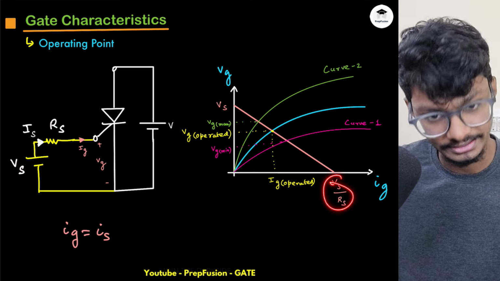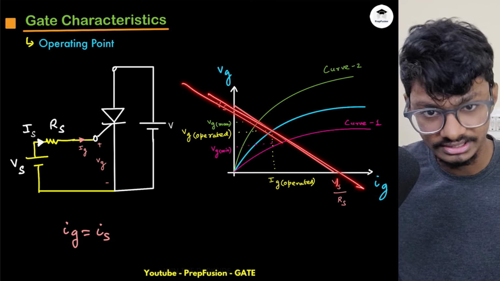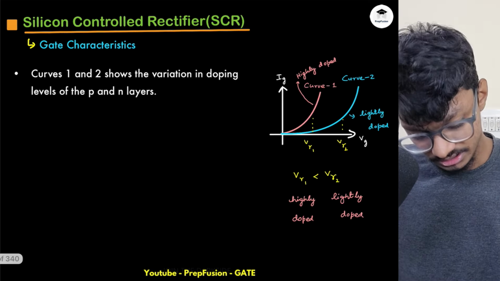Sorry, no, VS by RS. The whole current will flow due to this resistance. So I hope you understood this load line. This is a linear load line. Now this is the characteristics of my gate. Okay, this I have explained here.